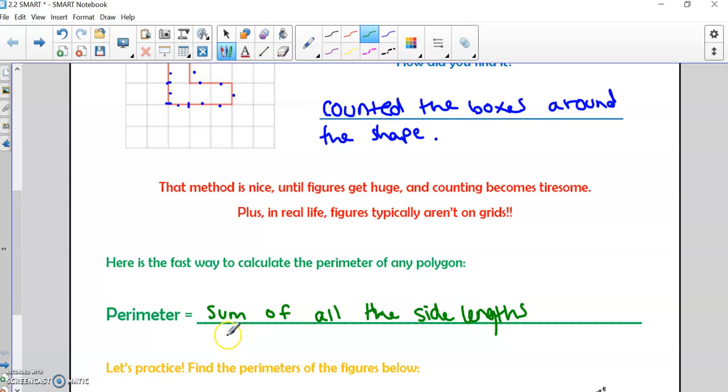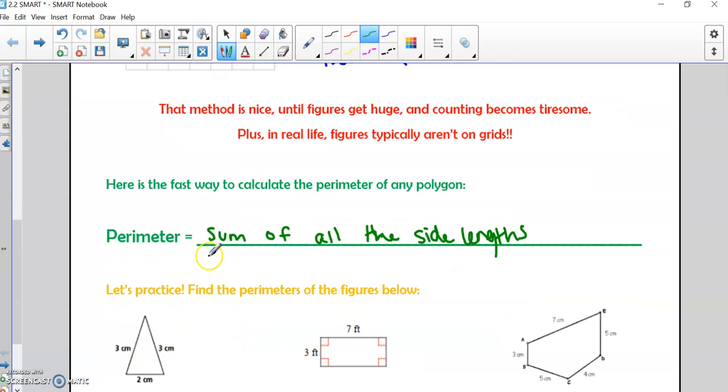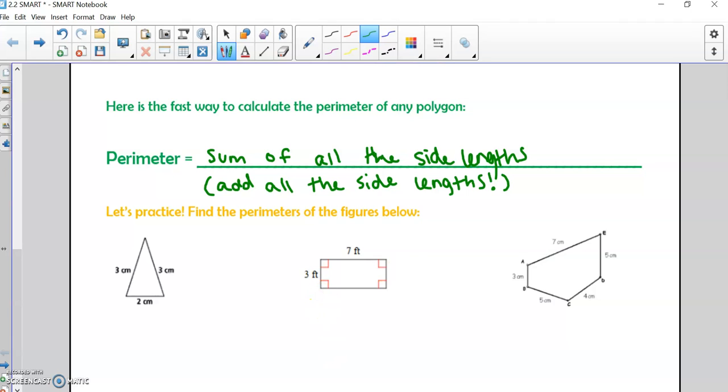Okay, so basically when we're doing this, we are adding all the side lengths. Okay, and it's important for you to remember that it's only the lengths on the outside around the shape. You can think of it like a fence, right? A fence is surrounding some property. So down here, let's go ahead and do some practice.